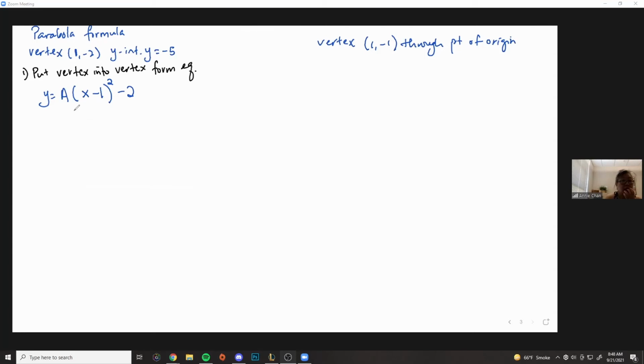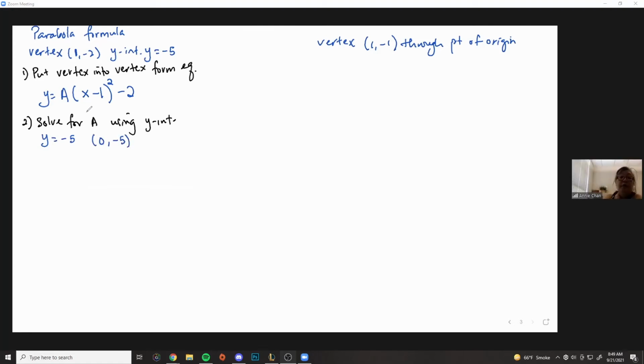Solve for A. How do I solve for A? With the y-intercept. Exactly. Solve for A using the y-intercept. So y-intercept means this point. What is this point? 0, -5. Y equals -5. Therefore, the point is going to be 0, -5.